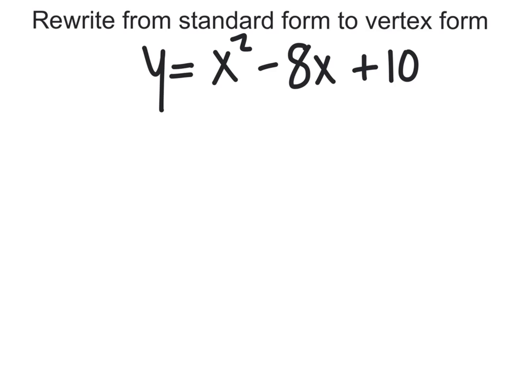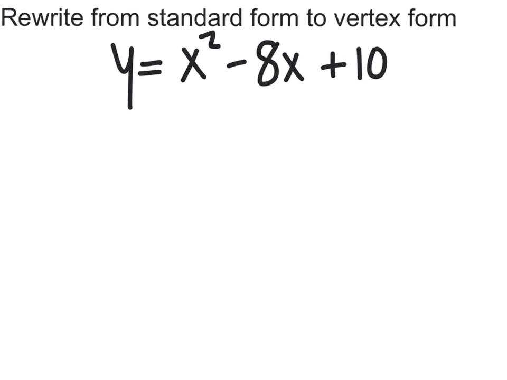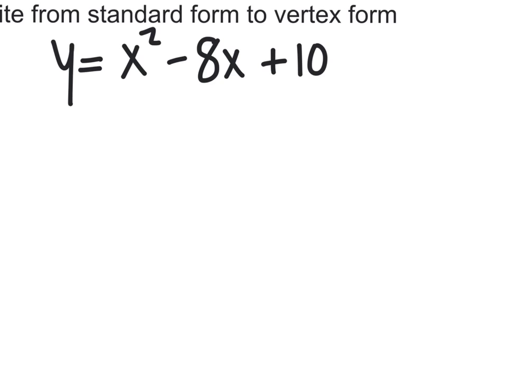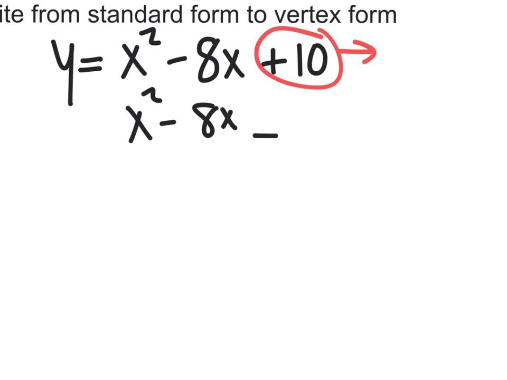Okay, so we know that this is a quadratic trinomial equation in standard form. Let's rewrite it to vertex form. First thing to do would be to make space for your new c value. So I'm just going to get this 10 and move it over to the side. I'm going to have x squared minus 8x, space. We have the plus 10 right here. But whatever I add right here, I'm also going to have to subtract on the same side. Because after all, this is an equation with the y on the left side.